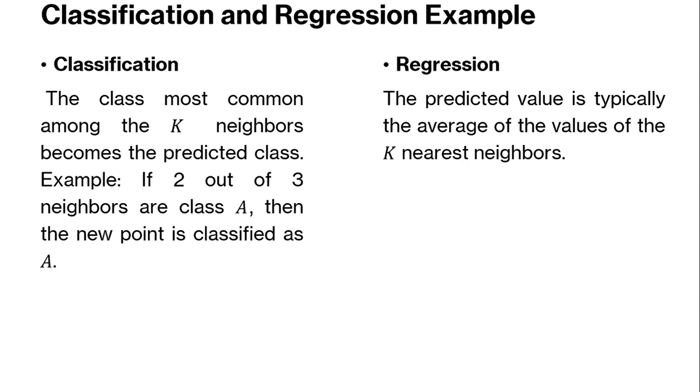Now let's look at classification and regression. In the case of classification, the class most common among the K neighbors becomes the predicted class. For example, if 2 out of 3 neighbors are class A, then the new point is classified as A. That is a majority vote, kind of. In the case of regression, the predicted value is typically the average of the values of the K nearest neighbors. In this video, we're going to be looking at a classification. In the next video, we're going to be looking at a regression example.